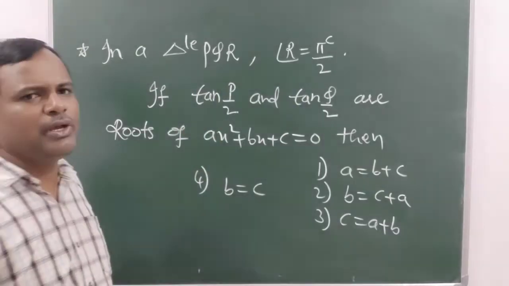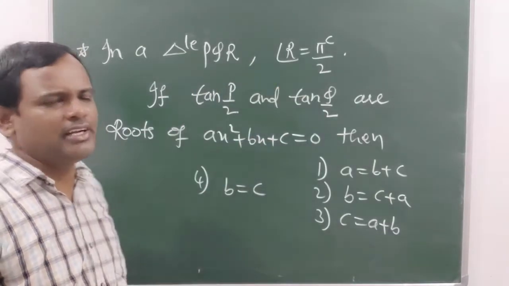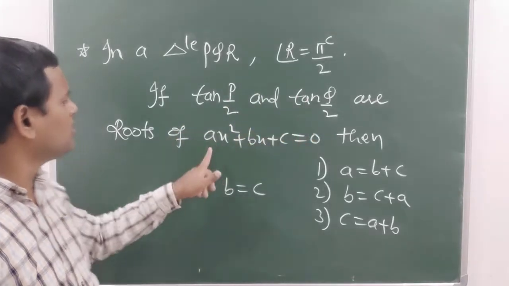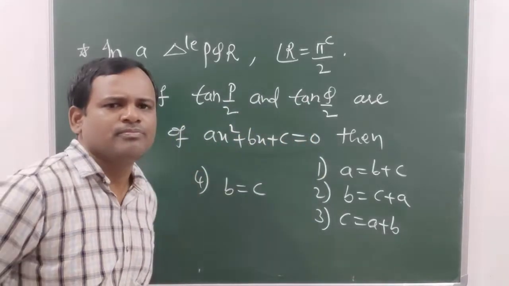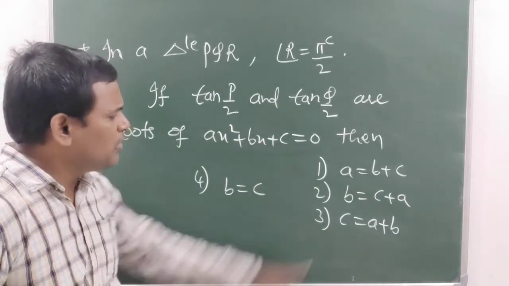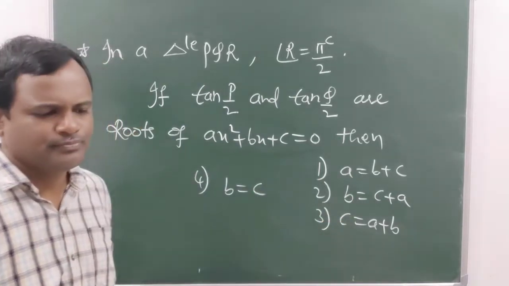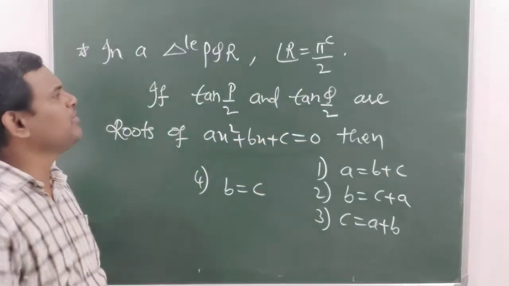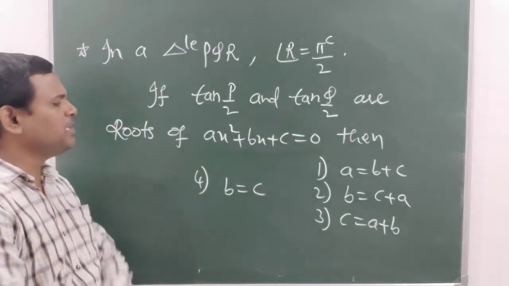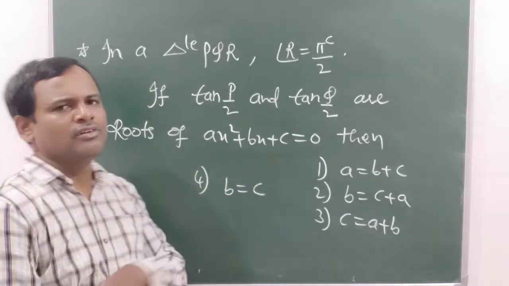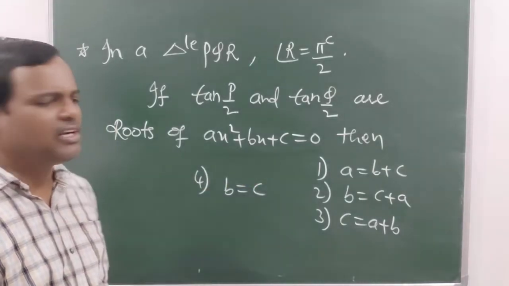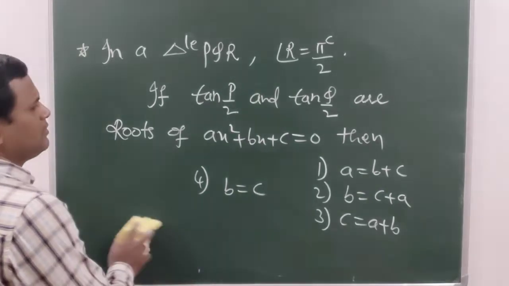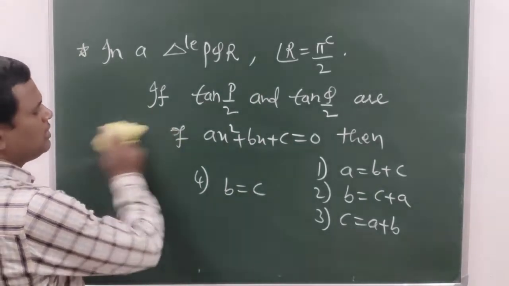So in a triangle PQR, angle R is 90 degrees, and they said that tan P by 2 and tan Q by 2 are the roots of this equation. Then which of the following relations is true over that given relations between a, b, c? What are a, b, c? Coefficients of terms of the given quadratic equation. Right. Now let us go to the solution.